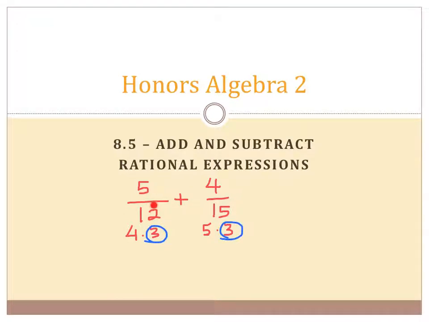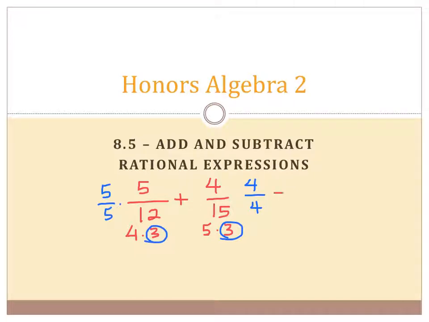But this fraction has a 4 but not a 5. This fraction has a 5 but not a 4. So we're going to multiply by what's missing on the top and the bottom, because we're going to multiply by 1. 5 over 5 is equal to 1. And on the other fraction, we're going to multiply by 4 over 4, which is also equal to 1. So we haven't changed its value, we've just changed its look.